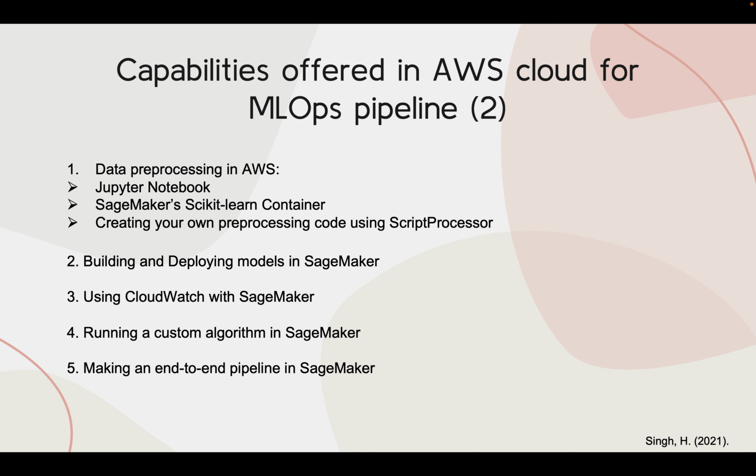And here, now I want to talk about what is possible within AWS for machine learning operations pipeline purposes. The first thing I'm going to talk about is data pre-processing in AWS. In AWS, you can utilize Jupyter Notebook, SageMaker's scikit-learn container, or you can create your own pre-processing code using script processor. The next thing is that you can build and deploy models in SageMaker. And the next thing you can achieve is to use CloudWatch with SageMaker.